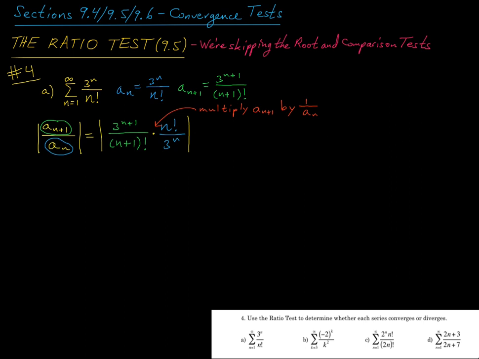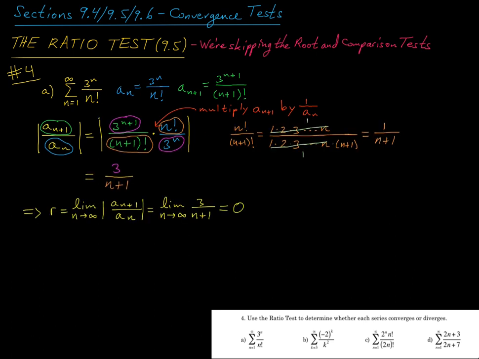Okay, so let's go ahead and simplify. 3 to the n plus 1 divided by 3 to the n, well, we're going to lose n factors of 3, just leaving 1 remaining. So that's going to simplify to 3. And then n factorial over n plus 1 factorial. As we've seen now a few times, the product of 1 through n divides out, and we get 1 over n plus 1.